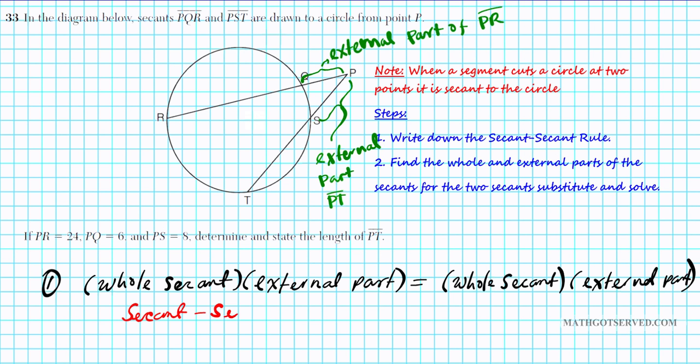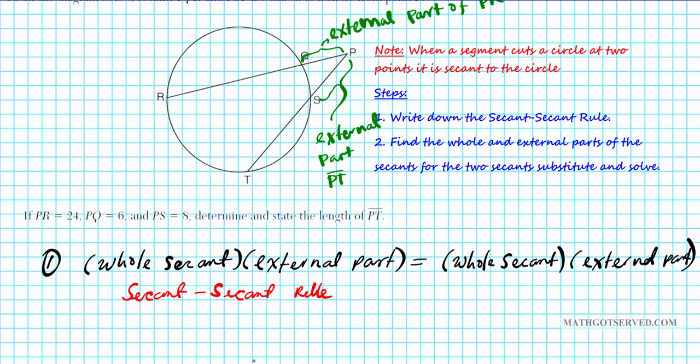Now, let's apply this formula to the scenario we're working on. The whole secant for the first one is PR, so it's PR multiplied by the external part, which is PQ. That's the product for secant 1. For secant 2, the same story. The whole secant is PT multiplied by the external part, which is PS. Excellent. So this is the equation that we want to deal with.